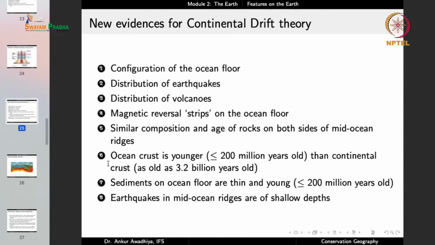Also, it was found that the ocean crust is much younger than the continental crust. So the ocean crust is always less than or equal to 200 million years old. We do not find any rocks in the oceanic crust that are older than this. But on the continental crust, we get rocks as old as 3.2 billion years old. Now this tells us that the oceanic crust was formed later. The continental crust was formed earlier. So the continental crust is older, the oceanic crust is younger. Now why is it younger? Because it was made later.